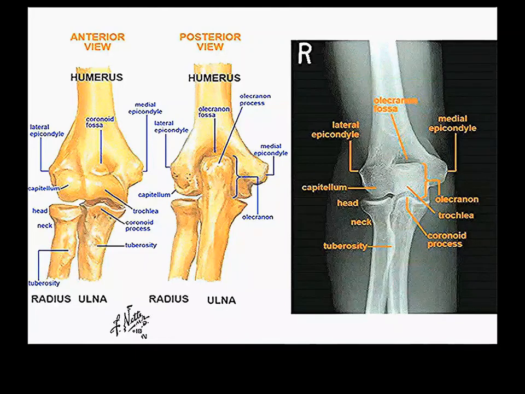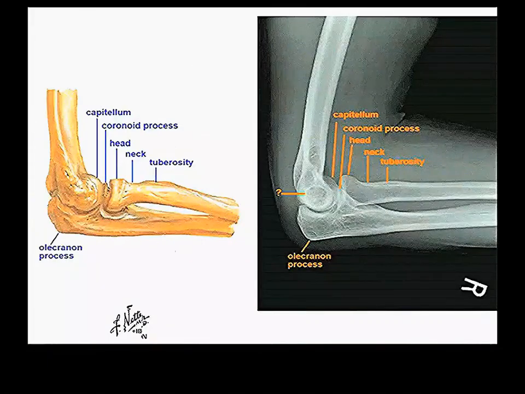This portion of the ulna, this long portion which extends superiorly from where the coronoid process is, that's called the olecranon. There's a bump on it, which is called the olecranon process. So the word olecranon and olecranon process are not synonyms. The olecranon is a chunk of the ulna. The process is a bump on the olecranon. Here, in fact, shows you the olecranon process, but this whole thing is the olecranon.